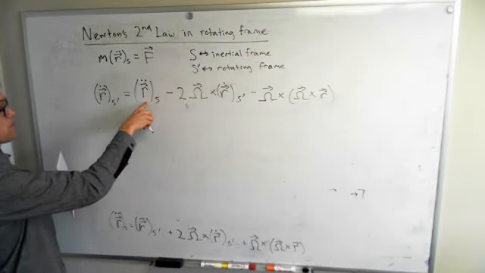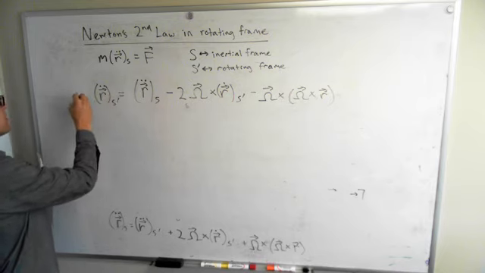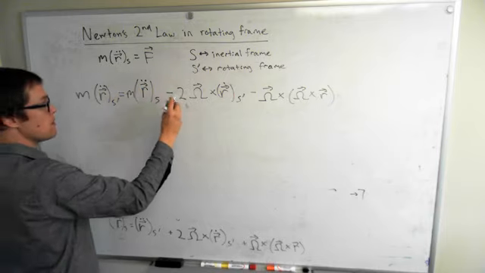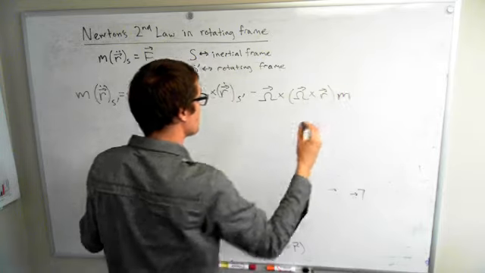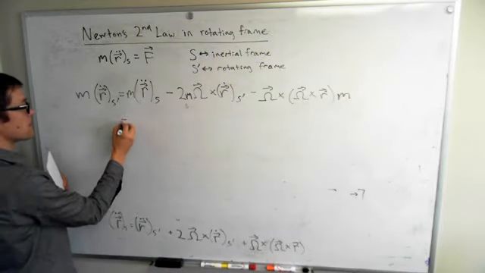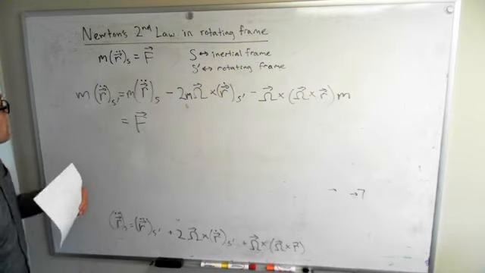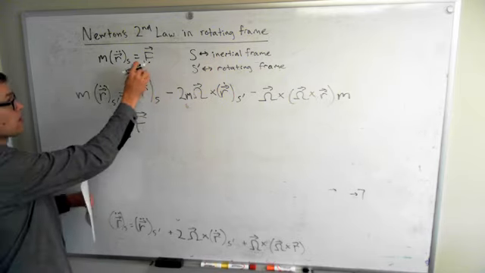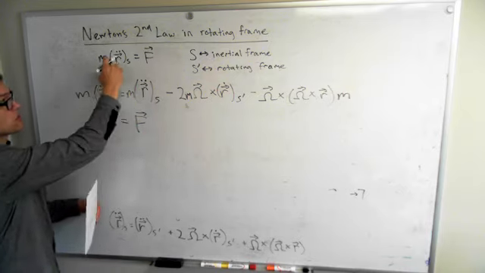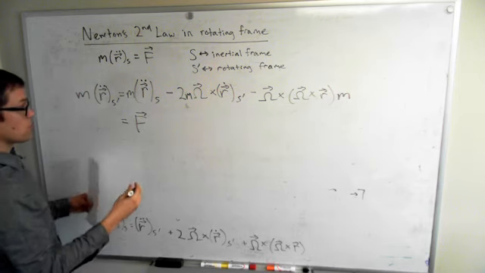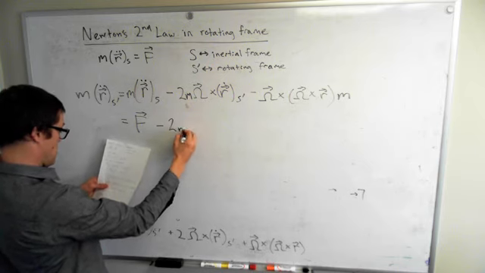Okay, and then this term, well, let's multiply through by m as well. So this is m. Let's stick an m in here, and an m on this term as well. Now we can replace this one. That's the forces, the actual forces that are acting on whatever particle is located at position r. So that step, replacing this with F, is just using Newton's second law in the inertial reference frame.